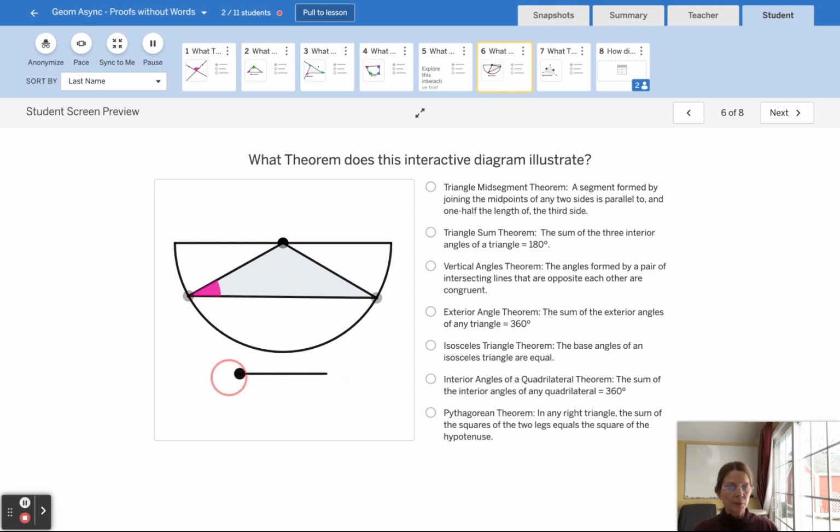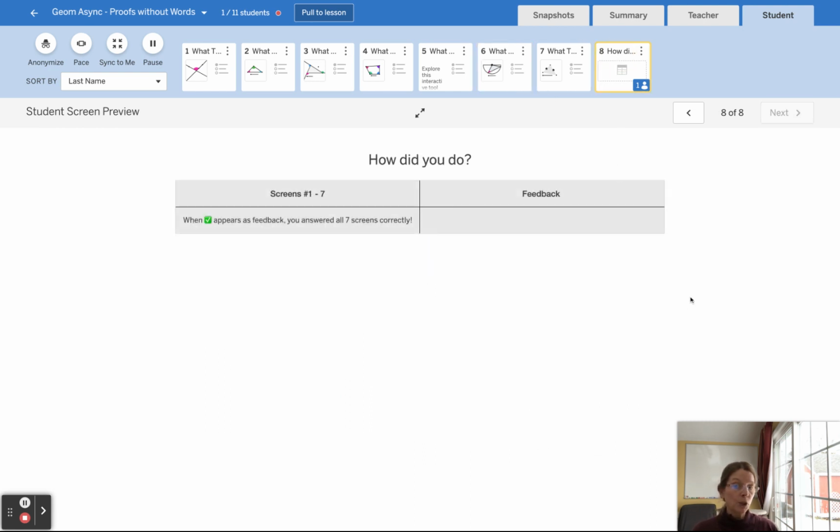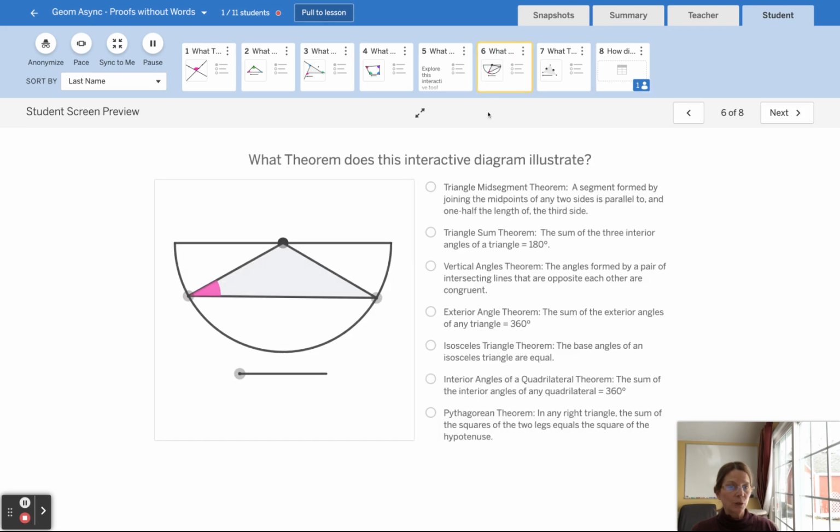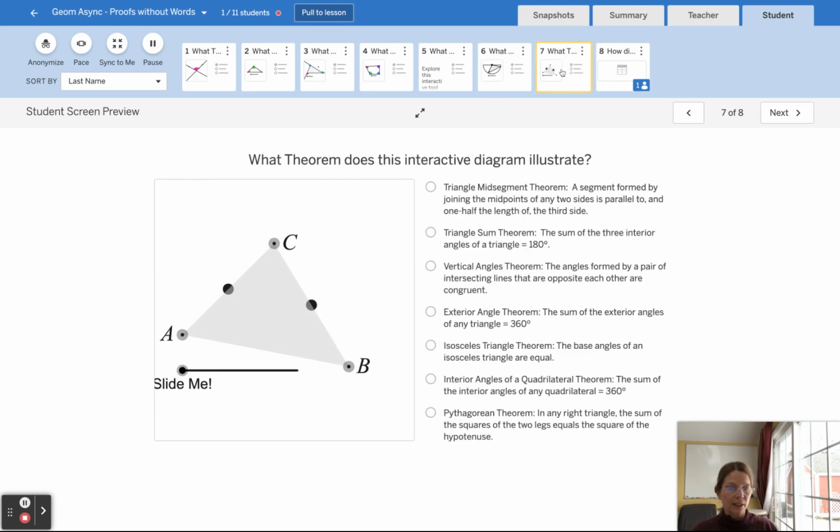Okay, I think I see what's happening. Look over and see which one that is. And when you're done with this activity, you will know you are correct. All 7 screens are correct if you get the green check mark. All right, good luck and enjoy interacting with these diagrams. Try to figure out what the diagram is showing you and what it is saying about the math.